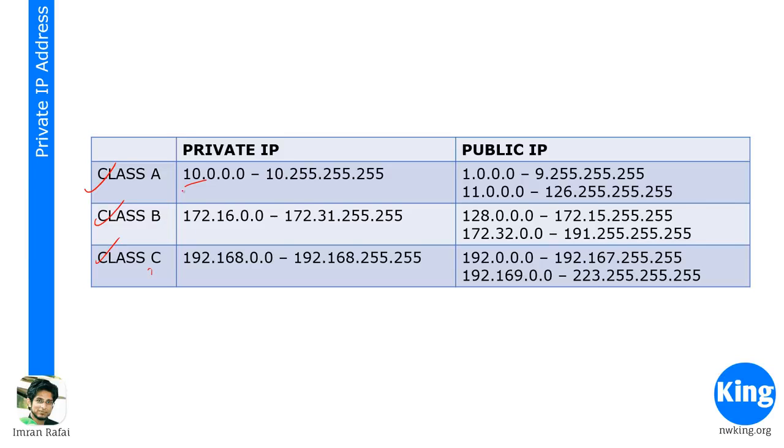And then we had a class B. The private range in class B is 172.16.0.0 to 172.31.255.255. If you look at this, this is a slash 12, and the class A range is a slash 8, and this is a slash 16, right? So it's slash 16, 192.168.0.0 to 192.168.255.255. So these are the private ranges, and these are the public ranges in class A, class B, and class C.